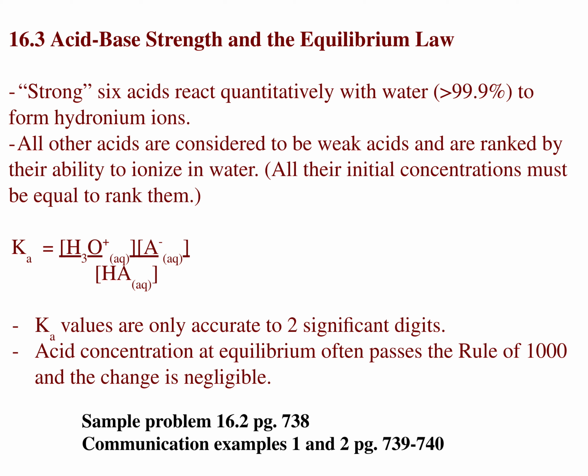These Ka's are only accurate to 2 significant digits. You'll notice that if you check in your data book, all of them are 2 digits. And often these will pass the rule of 1,000s. If you do look at the data book, you'll see that most of these Ka's are quite small. So if you start with any reasonable concentration that's around a mole per liter or half a mole or even 1/10 of a mole per liter, it's very easy for these to pass the rule of 1,000s, which means the change in the original acid's concentration is negligible, and it makes our calculation so much easier.